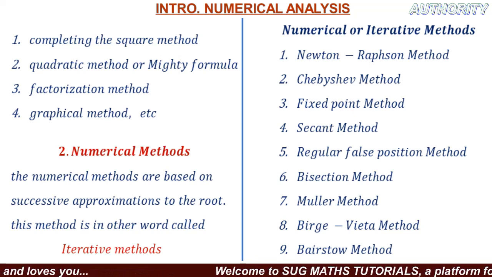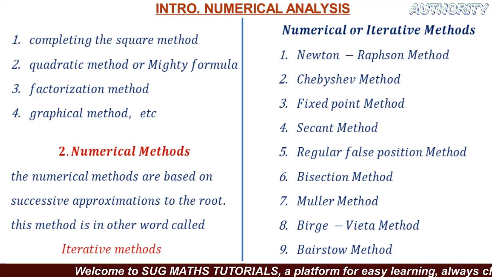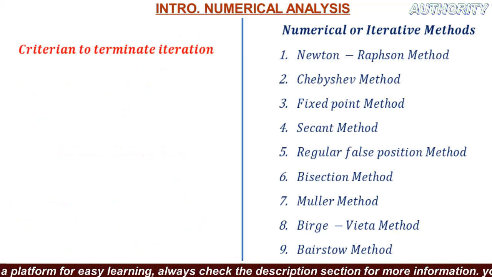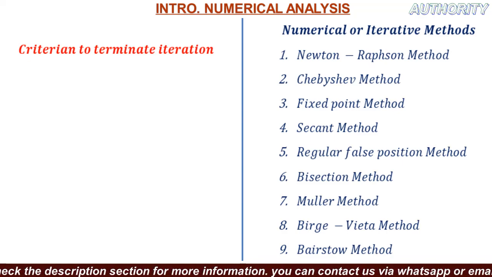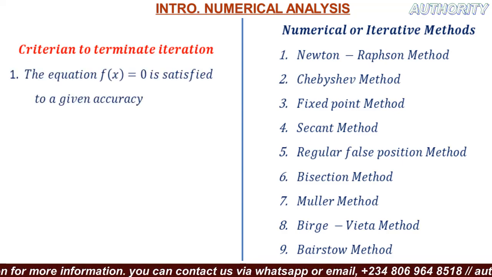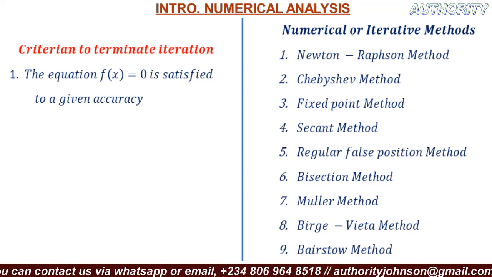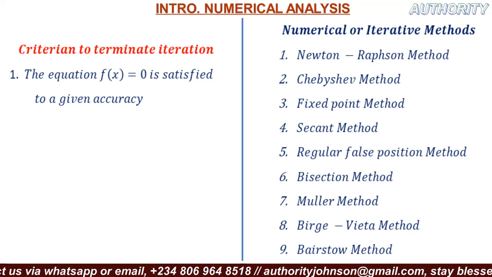Now when you are using numerical methods, we just mentioned that numerical method is talking about iterations. You perform different iterations, successive approximations. You do first iteration, second iteration, third iteration, fourth iteration, fifth iteration, and so forth. Now there is a need for you to know when to stop your iterations. We call it the criteria to stop or to terminate the iteration procedure. So we have two major criteria. Number one is the equation f of x is equal to 0 is satisfied to a given accuracy.